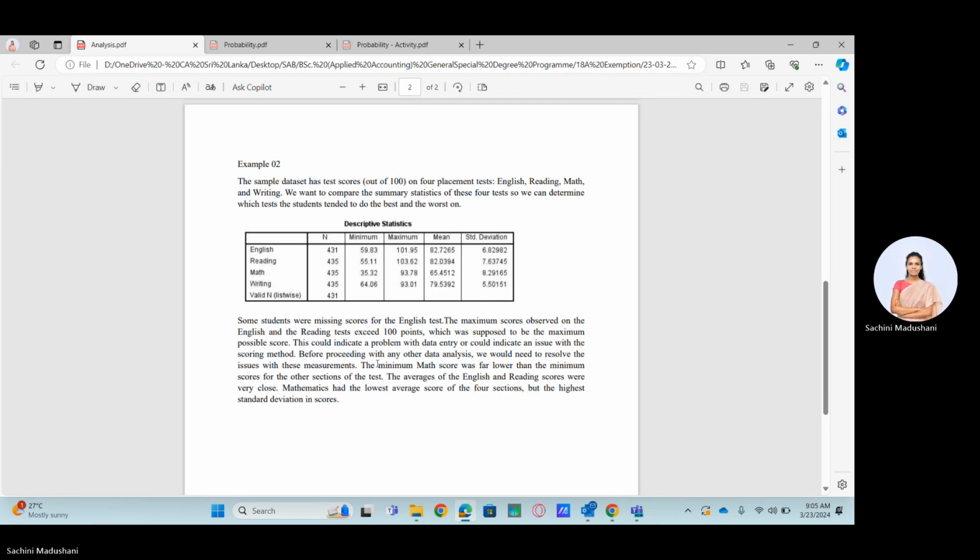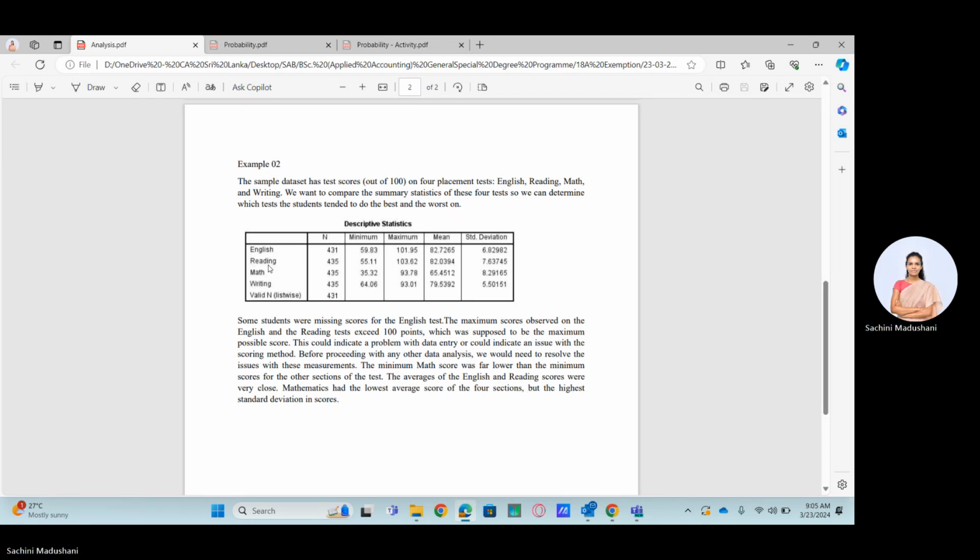Then we can identify their minimum mark and their mean value in here. Then, using the mean value and the standard deviation, we can calculate the CV value for the 4 subjects. Then based on that, we can say which subject is more consistent.